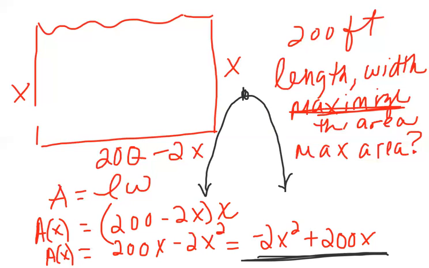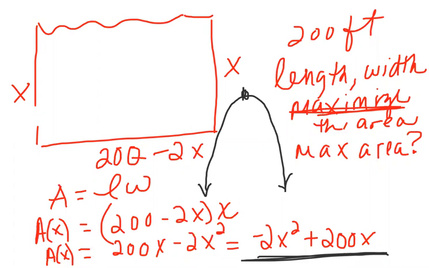The highest power in this problem is 2. You have an x squared function. It's a quadratic function. So yes, the highest point is going to occur at the vertex. So you should be able to find the length and the width that should maximize the area and then be able to find the maximum area.